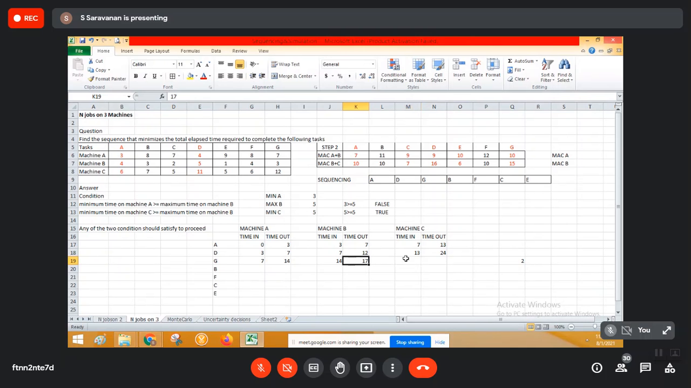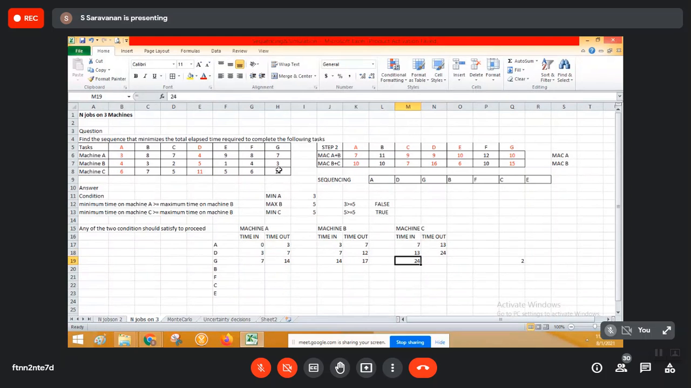No, sir. You see here? Should be at 24. Yeah, it can take only at 24 because you see the machine is still working. Up to 24 minutes, the machine is working. So now machine C can take a job only when it is 24, right?